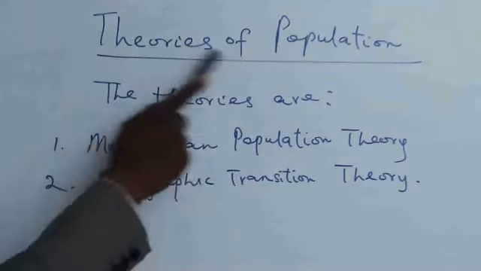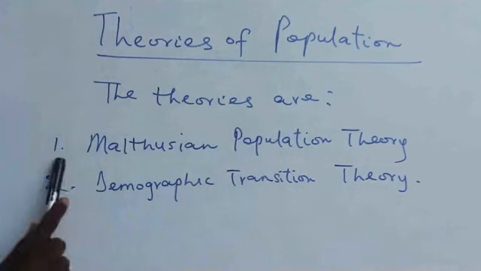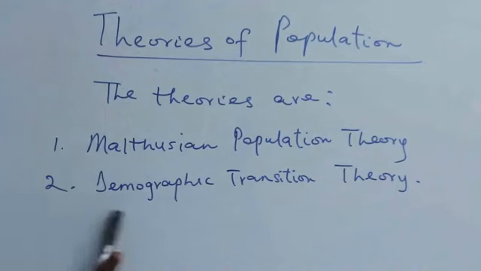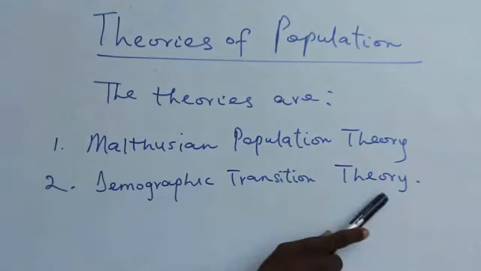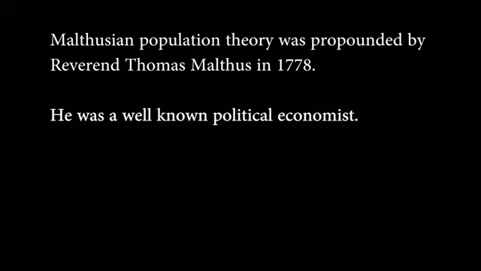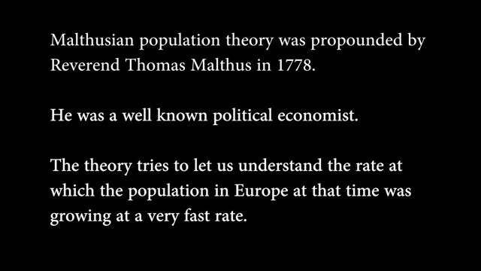Theories of population. The theories are: 1. Malthusian population theory. 2. Demographic transition theory. Malthusian population theory was propounded by Reverend Thomas Malthus in 1778. He was a well-known political economist. The essay, that is the theory, is trying to let us understand the rate at which population in Europe at that time was growing at a very fast rate.